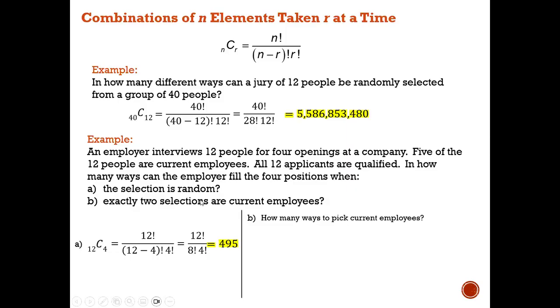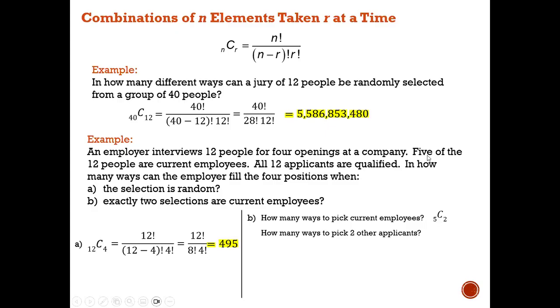So it says exactly 2 selections are current employees. So we need to know, well, how many ways can I pick those employees from the current employees pool? And then, well, how many ways do I pick the other ones, right? If 2 of them have to be current employees and I want 4, well, then the other 2 can be any of the other applicants. Okay, well, how many ways to pick the current employees? Well, again, how many current employees are there? Again, how many are we picking from versus how many are we picking?